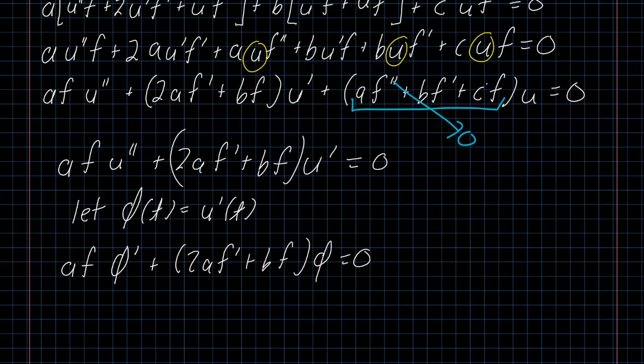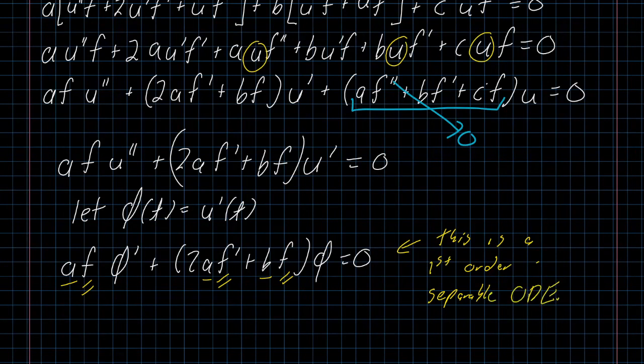And again, remember that a and b are given to us in the differential equation. And we are assuming that the solution f is already known to us. So all of these things are known. We can solve for phi, and notice that this is a first order separable ODE.